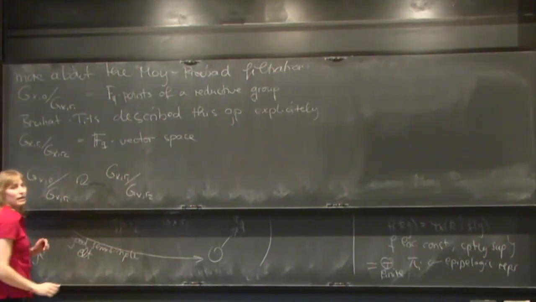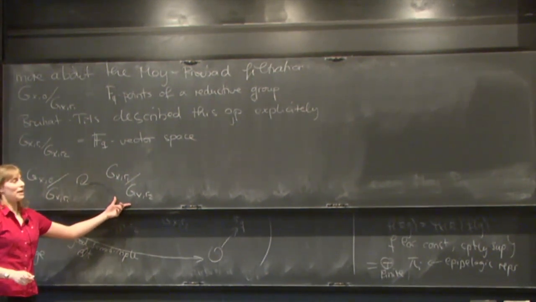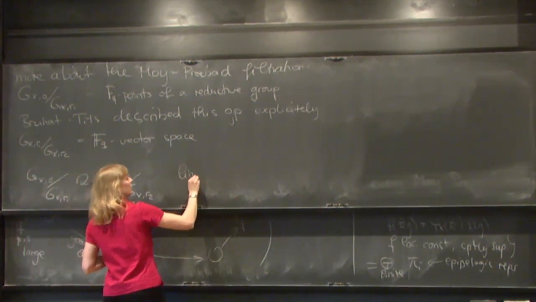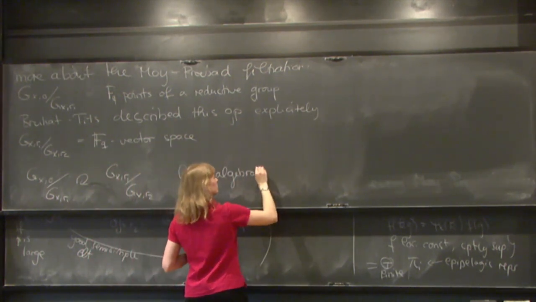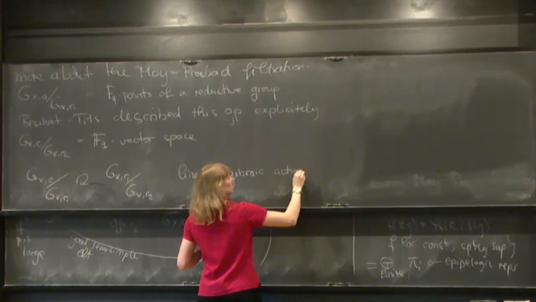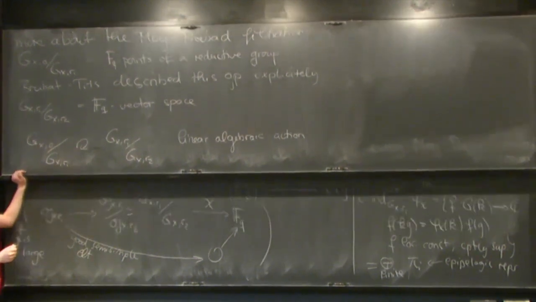And now we have an algebraic group acting on a vector space, and magically this turns out to be a linear algebraic action. So this is particularly nice. And this is at the heart of the definition of stable vectors.